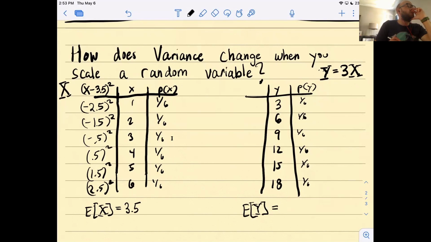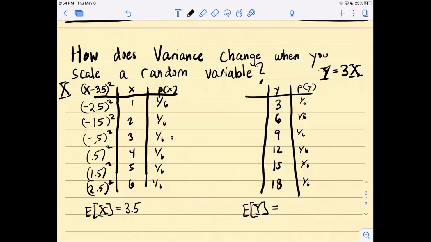Nice. Nice, Archer. I agree. It definitely has changed. And what would it be? Nice. Again, and how do you get 10.5? What's the easy way to get it? You add up all the variables and you divide by the n.